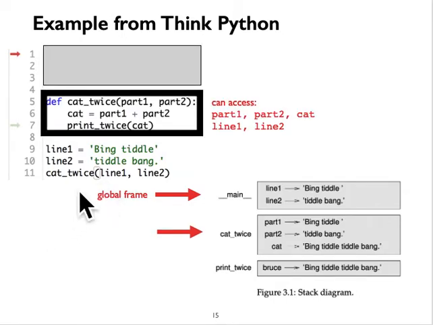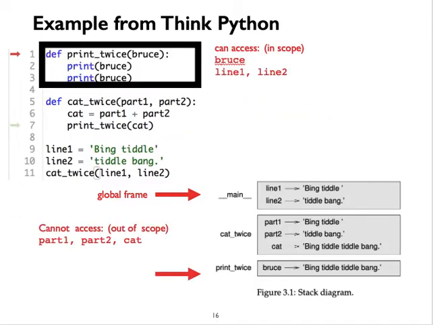Once we call the function cat twice, a new frame is made for cat twice. We go to that frame. The frame isn't made until the function is invoked. And so when we're in this part of the code, between lines 5 and 8, in the function cat twice, our code can access the variables that are in this function. That includes the parameters part1, part2. That includes the local variable cat. It can also access the global variables that are in the global frame.